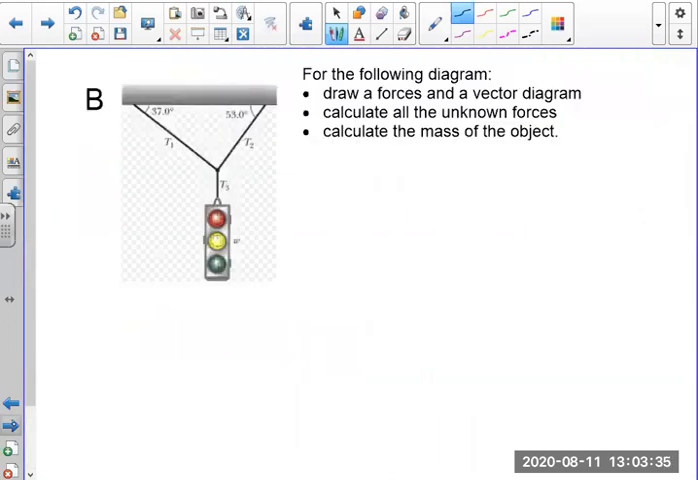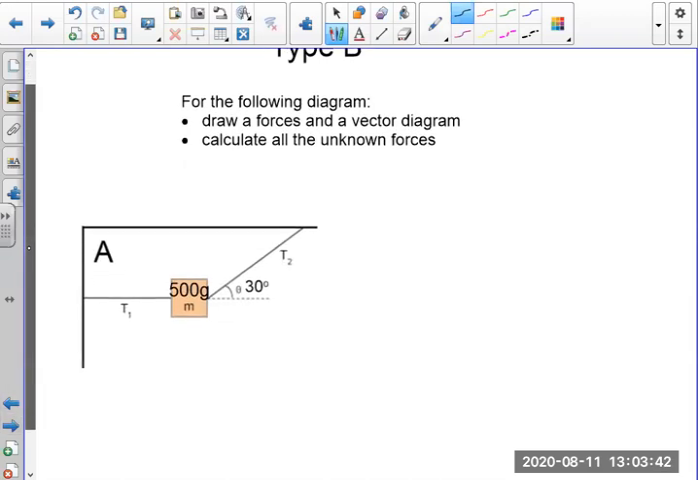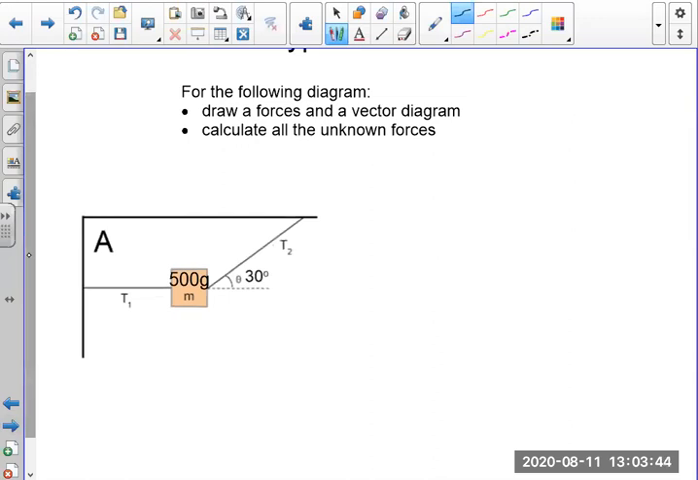Okay. Now type B normally will be, I think that's the better one, type B. Type B will normally be an object that is attached to ropes and it's hanging still. The object is hanging still somewhere. It can be a block, a box, whatever, a picture, anything that you can see here. Now it's attached, let's say, to the ceiling here, and then this is to the side. Let's say this is the wall and the ceiling then.